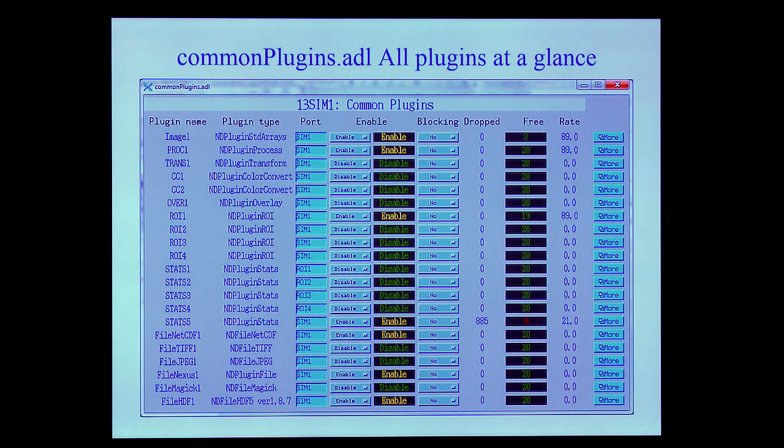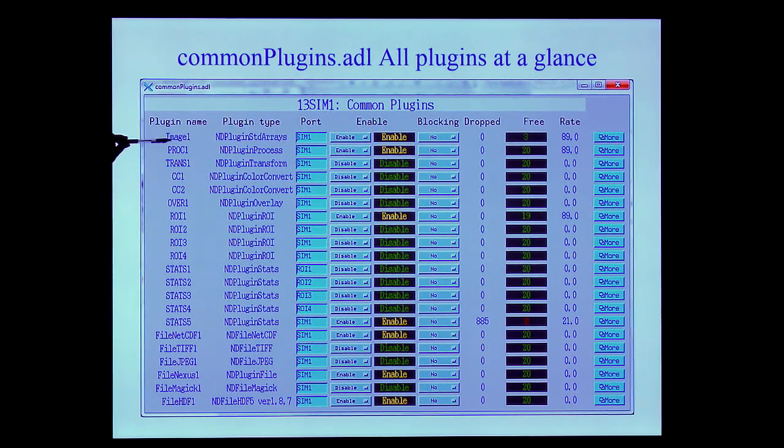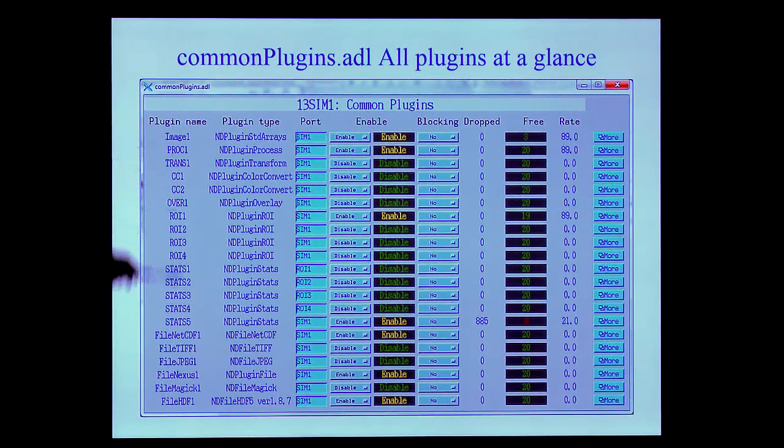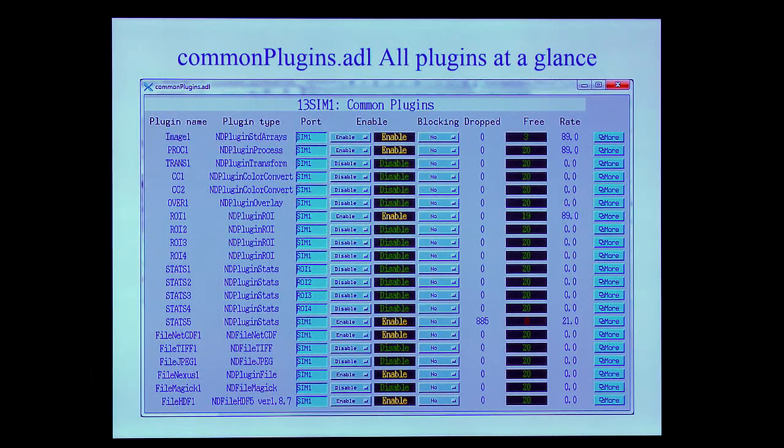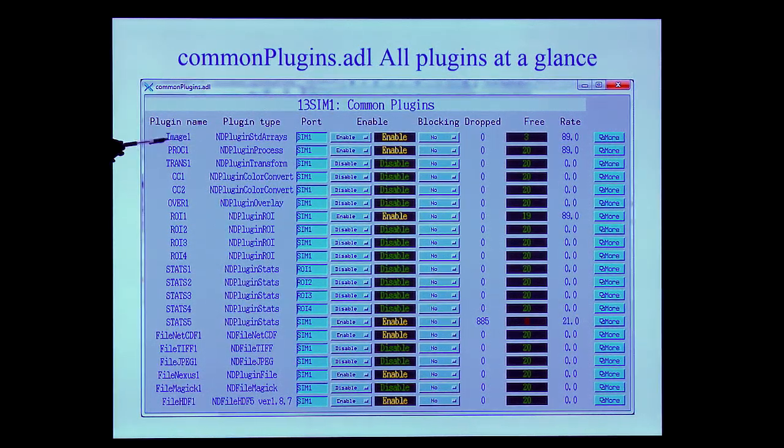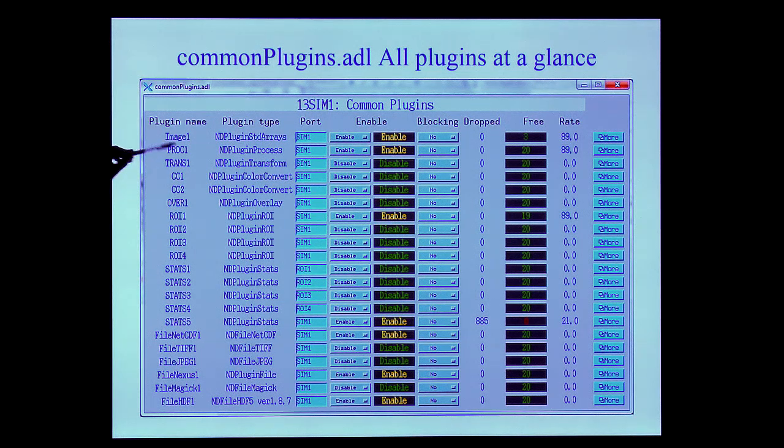Okay, so this comes back to the question about the 4 regions of interest. So this is a screen called commonplugins.cmd. It shows you at a glance all of the plugins that are defined in that common script file that I just mentioned. So it loads one of these standard arrays plugins. This is an old screenshot, so there's now a PV access plugin right here, a processing plugin, one transform plugin, a couple of color converts, an overlay, but each overlay plugin can do any number of overlays.